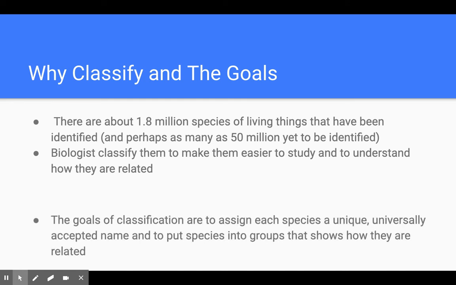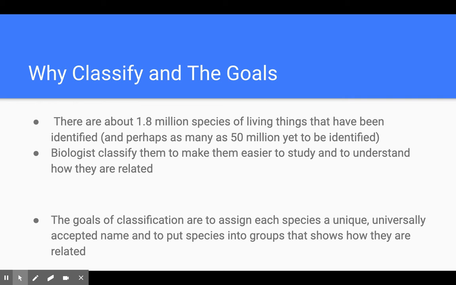The main goal of classification is to assign each species a unique and universally accepted name. We want anybody anywhere in the world that is a scientist that is studying a species to know what the name of that species is so that there are no miscommunications about what we're talking about across the world.